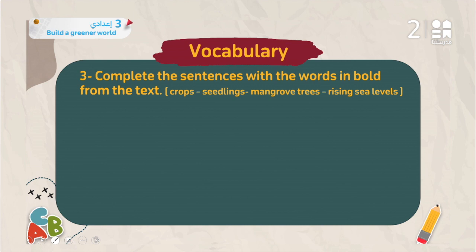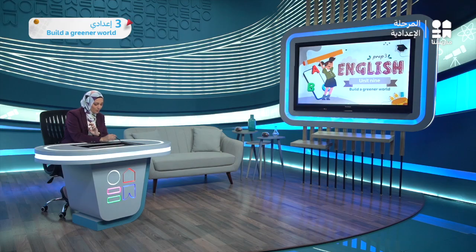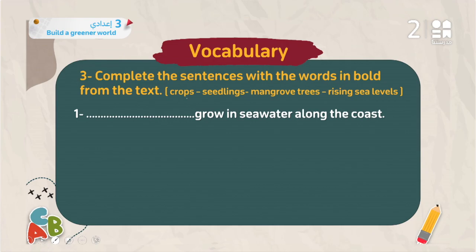The vocabulary words in the text. Complete the sentences with the words in bold from the text. أنا عندي vocabulary words in the text. I'm going to complete the sentences using these words. الكلمات اللي عندي في الويب-سايت page دي هي crops, seedlings, mangrove trees, rising sea levels. I'm going to use these words in order to do this exercise.